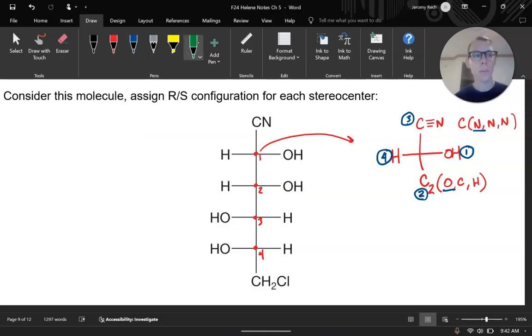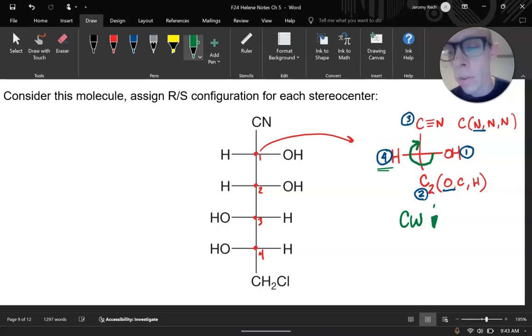We can then go through and figure out our rotation. So we're going to go from 1 through to 3. That rotation right there is going to be a clockwise rotation. And a clockwise rotation is normally R. However, our 4th group here is not in the back. Our 4th group is actually a dash. Or sorry, it's a wedge. It's not a dash, I should say.